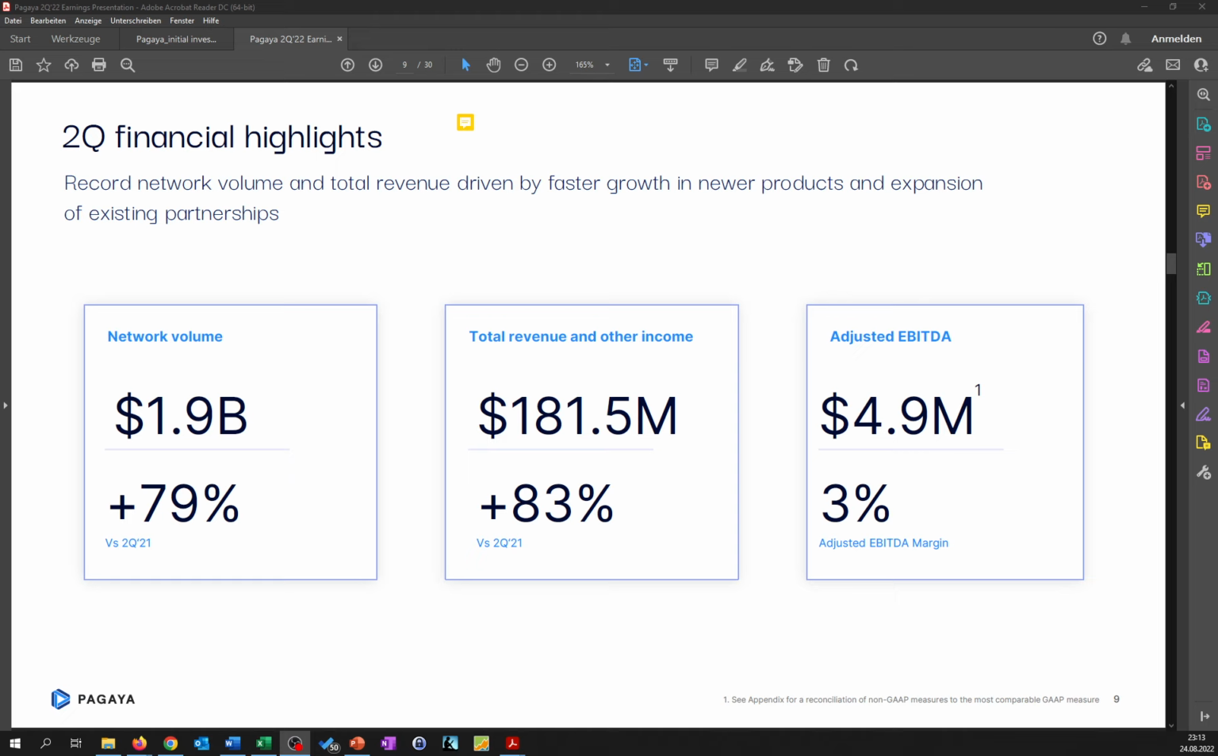Hope you're doing fine. Today I want to give you an update about the latest Q2 earnings of Pagaya Technologies. Over here we start with the financial highlights, as the company highlights the network volume of $1.9 billion, which leads to a total revenue of $181.5 million and an adjusted EBITDA of around $5 million.